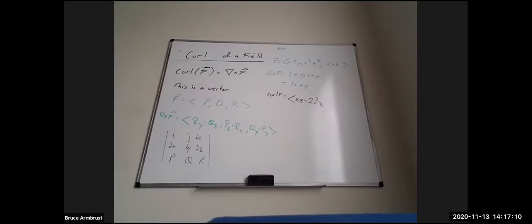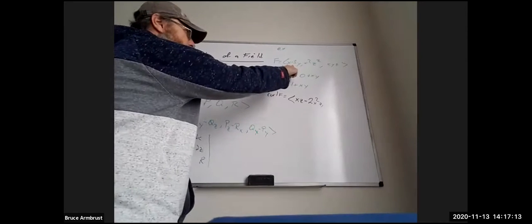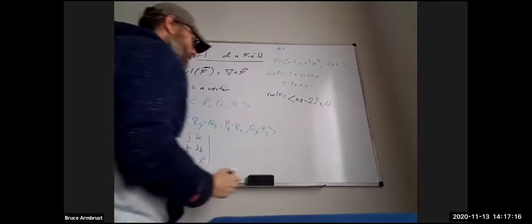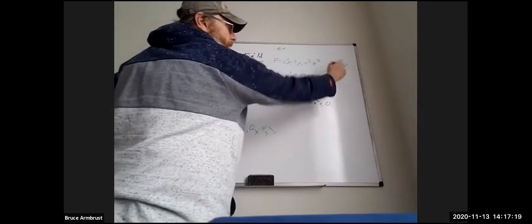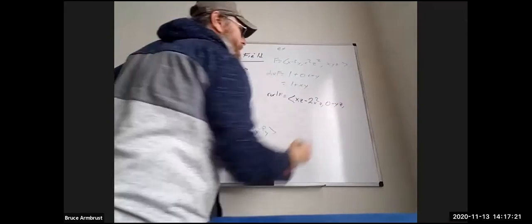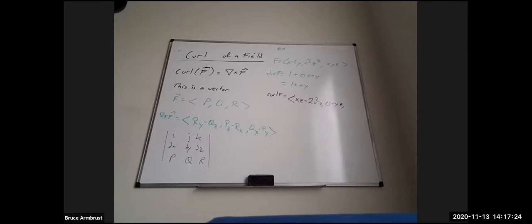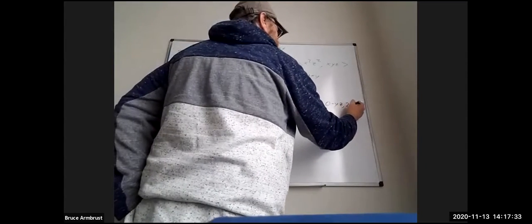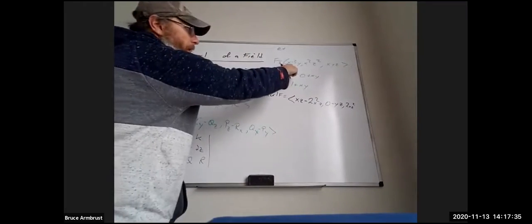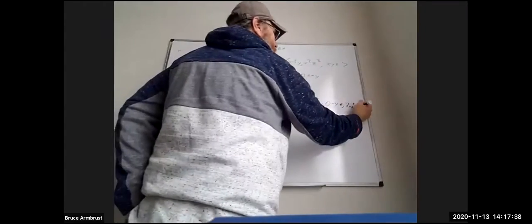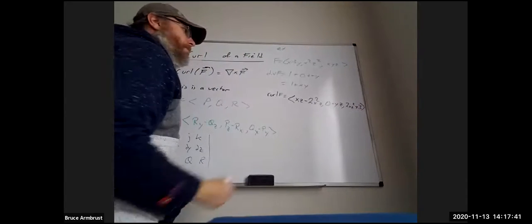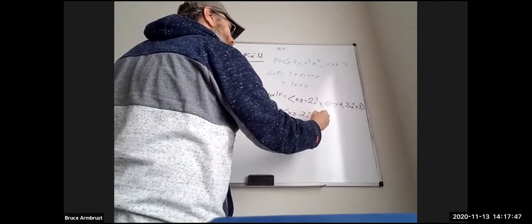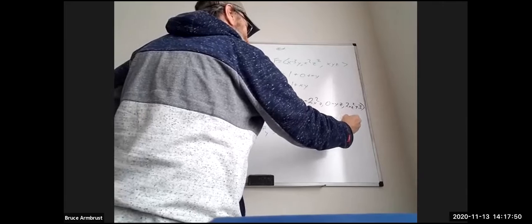The second component, we need pz. Well, this guy, when we differentiate with respect to z, gives us 0. Minus rx. Well, rx is yz. So it's 0 minus yz. And then the last one, we do qx minus py. So qx is 2xz squared minus py. Well, it's a -3, so plus 3. So the curl of this field is xz minus 2x squared z, minus yz, 2xz squared plus 3.